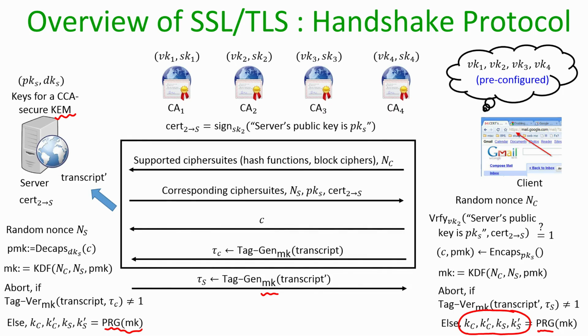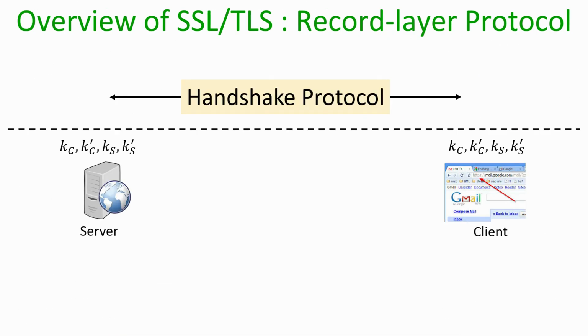Till now, till the end of the handshake protocol, actual encryption of the messages which the client would like to communicate to the server has not happened. Till now only the key exchange has happened, and the key exchange only invokes the key encapsulation mechanism along with the key derivation function and the pseudo random generator.